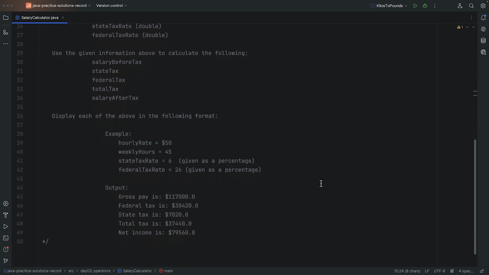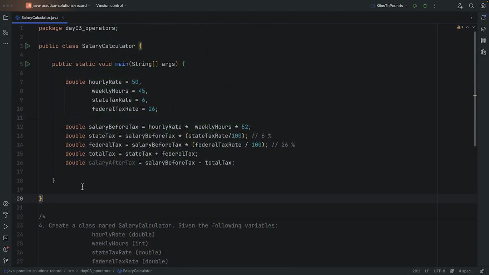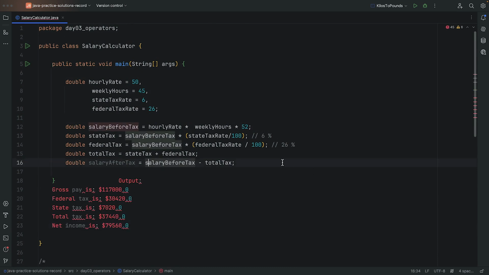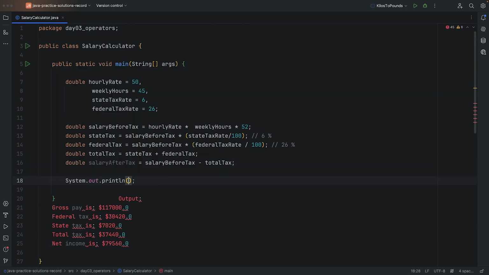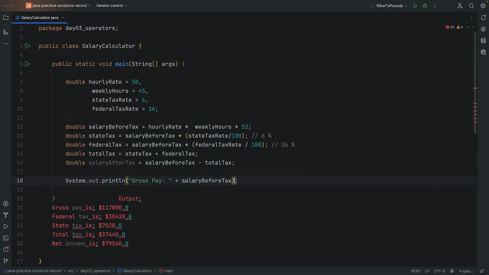The only thing left for me to do is output in this format. So again, I'm just going to copy this, put it up here for a quick reference. So let's start outputting. So I'll say output. The first thing is gross pay. So my gross pay is basically the salary before the tax. It's how much money I'm supposed to get, but there's taxes that need to be coming out of it. So that's going to be my gross pay.